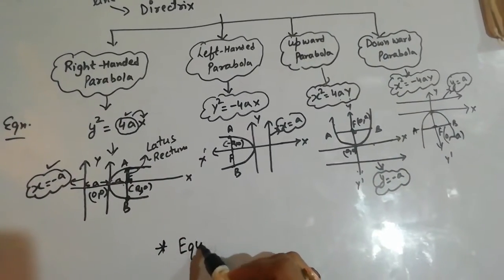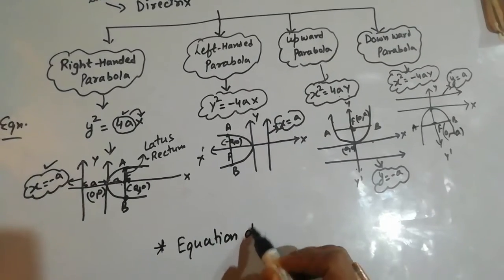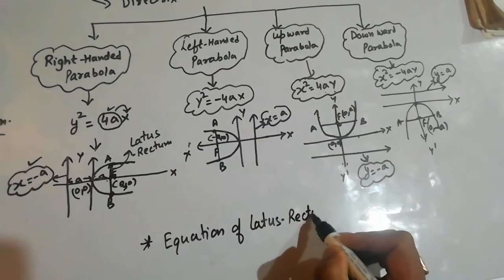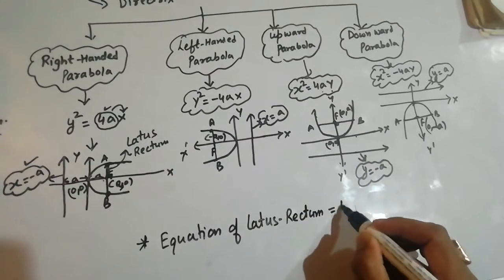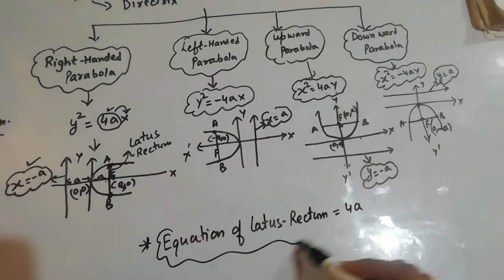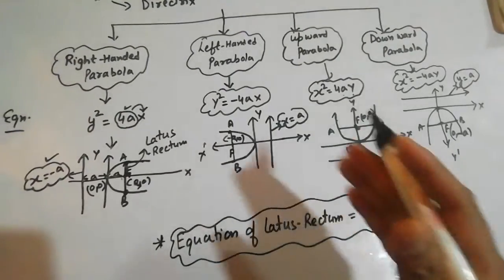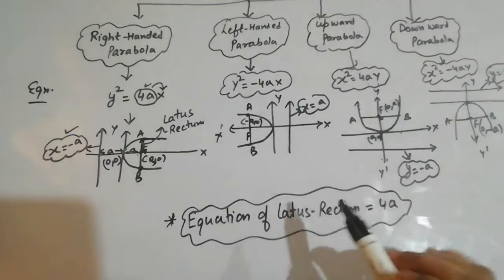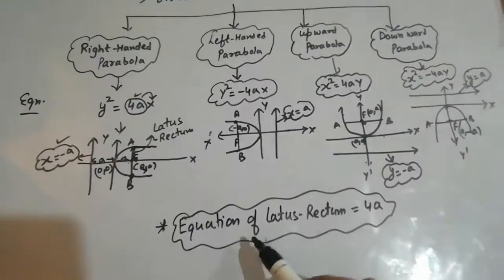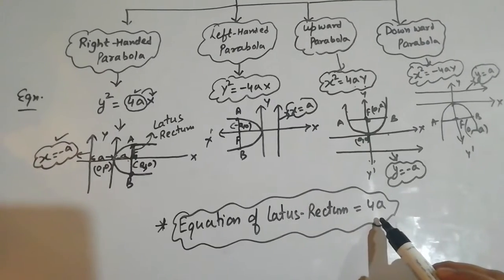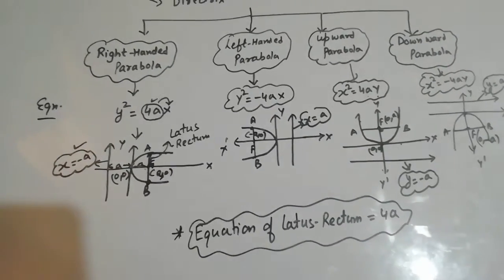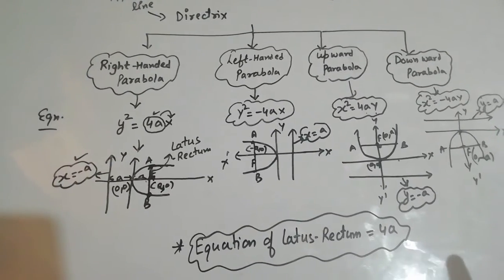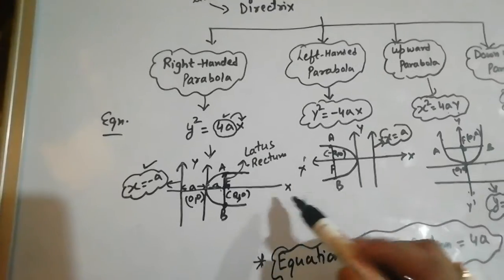So the length of latus rectum is always 4a in case of a parabola. In case of ellipse and hyperbola, it is a different thing, that is 2b square upon a. But in case of parabola, for all shapes, your latus rectum is 4a. Okay. Now here I'm explaining how to solve a question. Okay, before that, let me explain one thing.